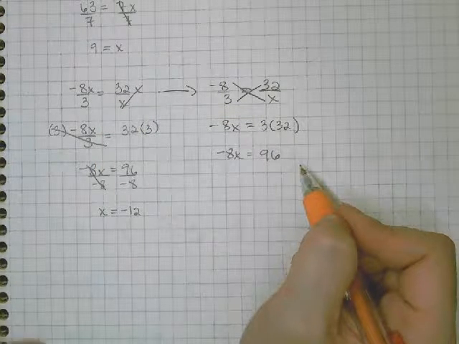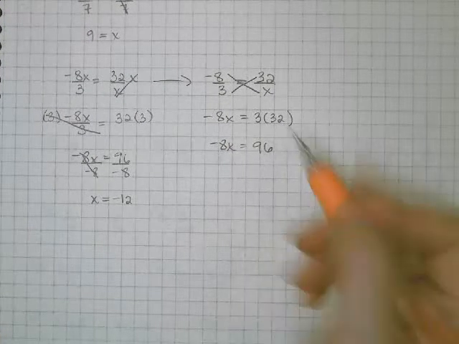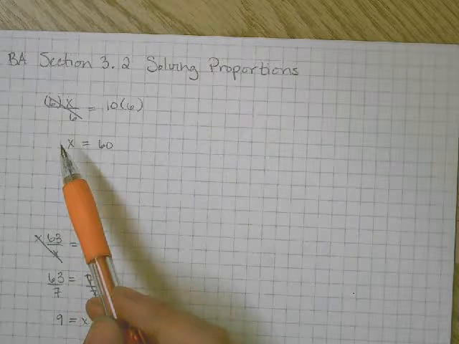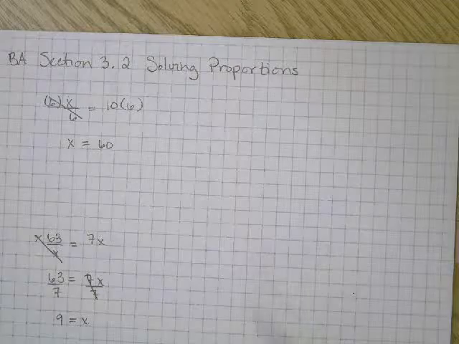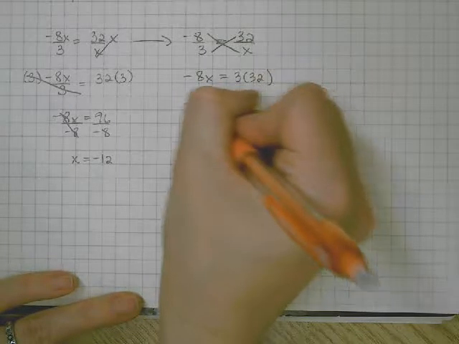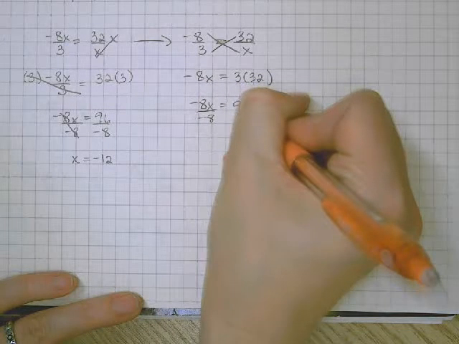So it's good to know how to do both, because sometimes if you have a problem like the one back up here, then it's easier just to multiply by the denominator. But other times, it's easier to go ahead and cross-multiply. Again, divide by negative 8, so x equals negative 12.